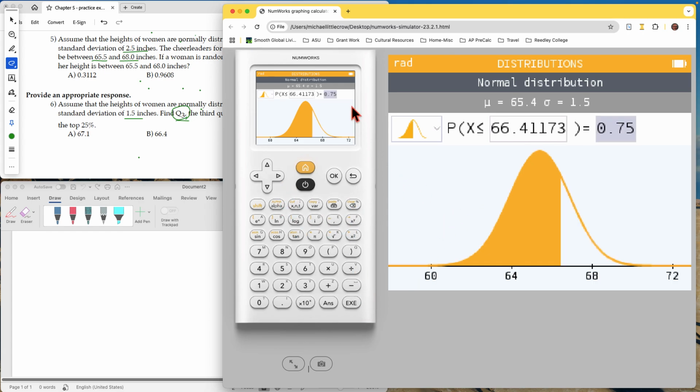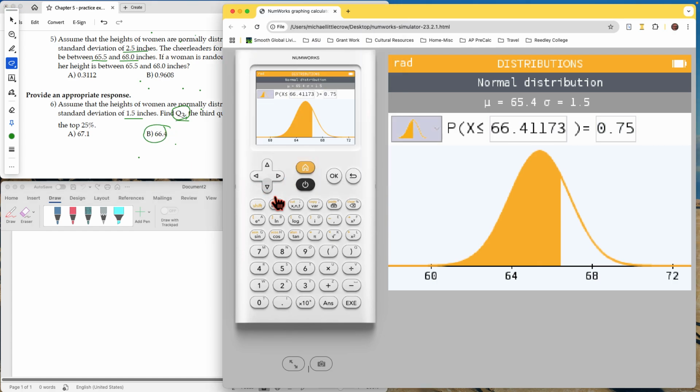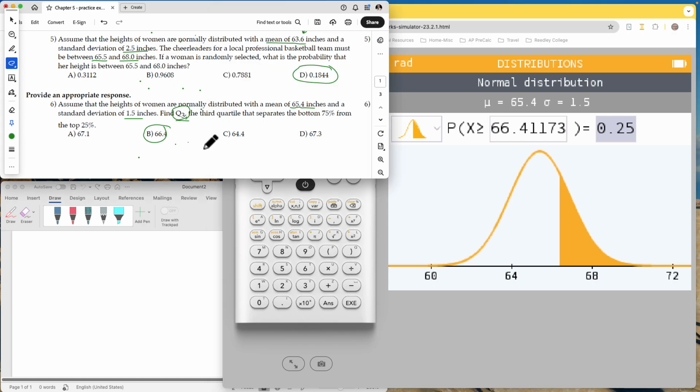Okay. We're given the area, so that's 66.4. What I'm going to show you is we could have also said, well, it's the top 25%, right? So we could have used this tool, and then in here we put 0.25, and you're going to see we get the same thing, 66.4. It's the same boundary point, but now notice this is shading the top half. It works both ways. Okay, so that was question number 6.